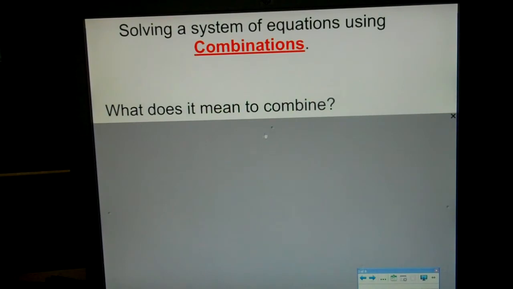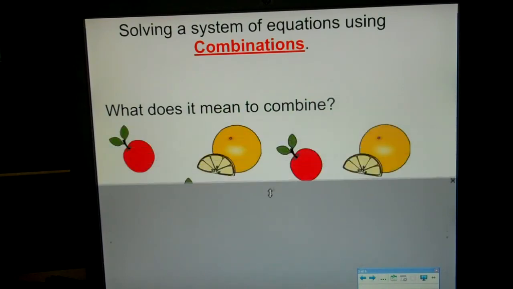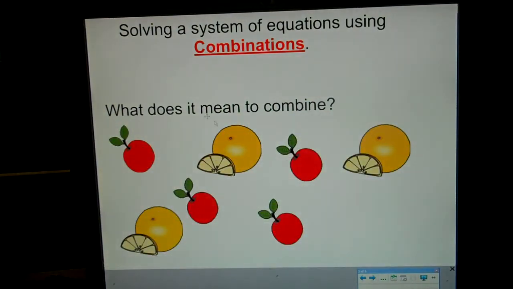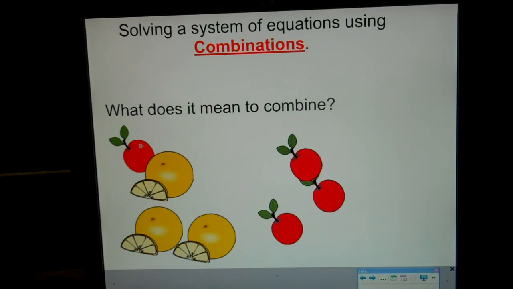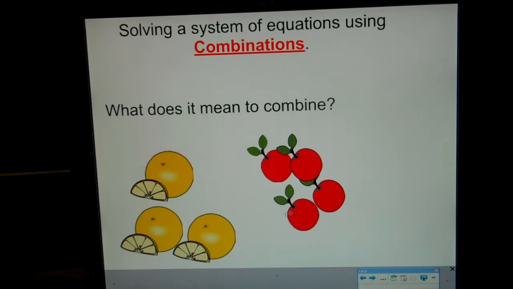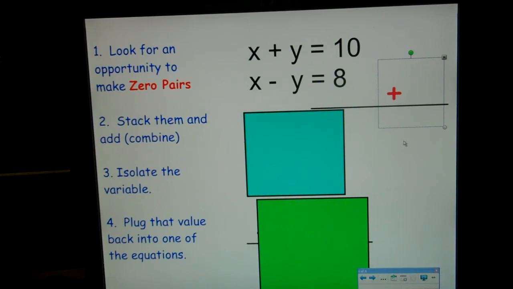So what does it mean to combine? Well, if I have apples and oranges, then I have to combine all of my oranges, and I have to combine all of my apples. Okay? It's combining the two things. Just like when we learned about the distributive property and combining like terms. That's exactly what we're going to do to isolate the variable. Okay? So here we go.